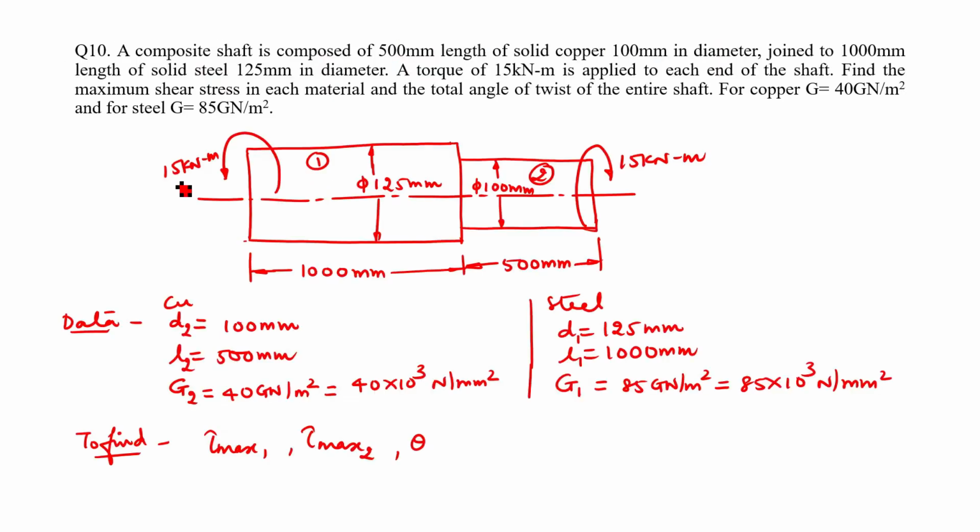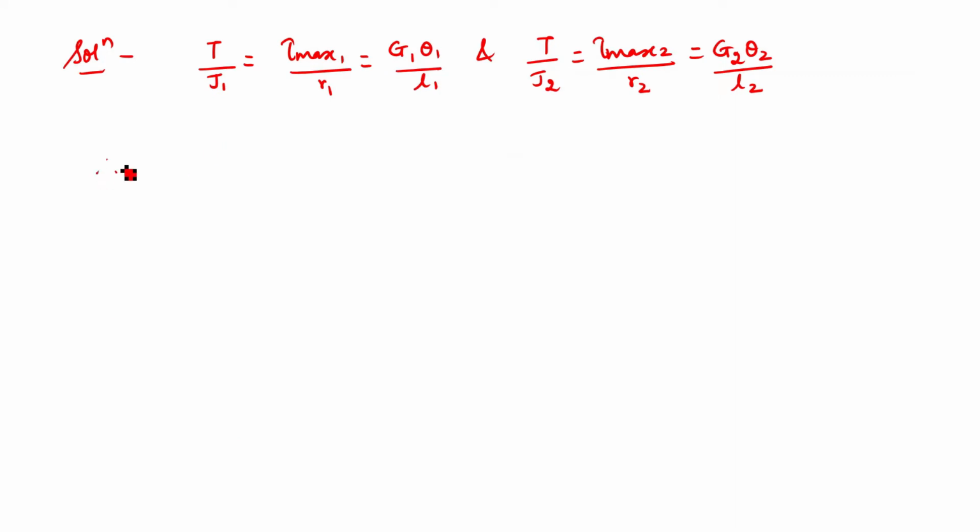The value of torque is given as 15 kilonewton meter. I will convert this into Newton mm. When I convert kilonewton to Newton, it will be 10 raised to 3. And when I convert meter to mm, it is another 10 raised to 3. So this sums up to 15 into 10 raised to 6 Newton mm. Therefore, 15 into 10 raised to 6 upon pi by 32. For the first one, the diameter is D1. It is tau max 1. I want to calculate tau max 1.